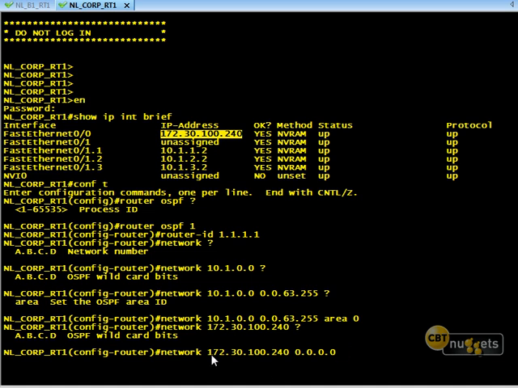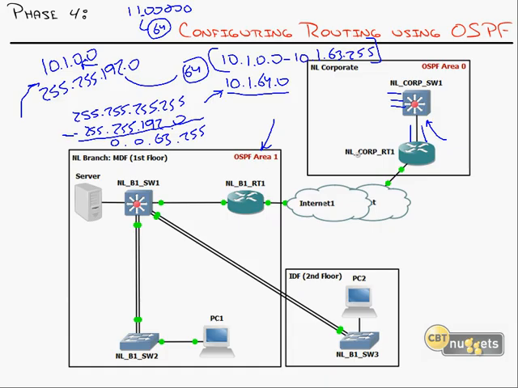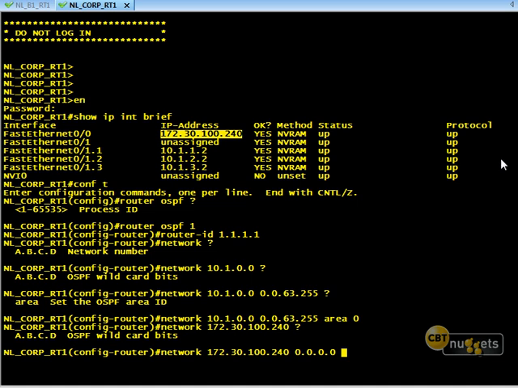Now, remember, the network command doesn't actually tell what networks are advertised. Hang on, let me revise that last statement. When I type in this command, it's not like OSPF is now going to advertise and say, hey, I now know about the 172.30.100.240 IP address. It doesn't advertise that. It's still going to advertise and say, hey, I know about the 172.30.100.0 network. It realizes that that's just an IP address. It's looking at the interface to get the real subnet mask. So that does not impact what is actually advertised. So I'm going to say we've got this network in area 1.